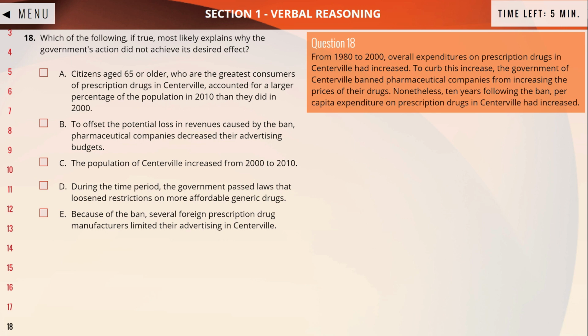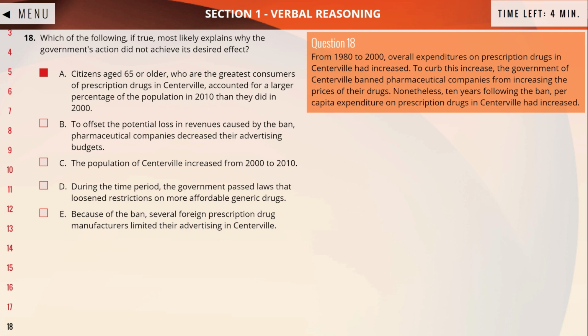If the population is on average older and they consume the most, then more as a percentage of them is going to increase the number of drugs bought, which is kind of my prediction, but in a roundabout way. It's good, but let's see if there's a better one. To offset the potential loss in revenues caused by the ban, decrease their advertising. Well, that wouldn't explain it. Things have gone up, expenditure's gone up. The population increased. Tempting, but no, because we talked about per capita.